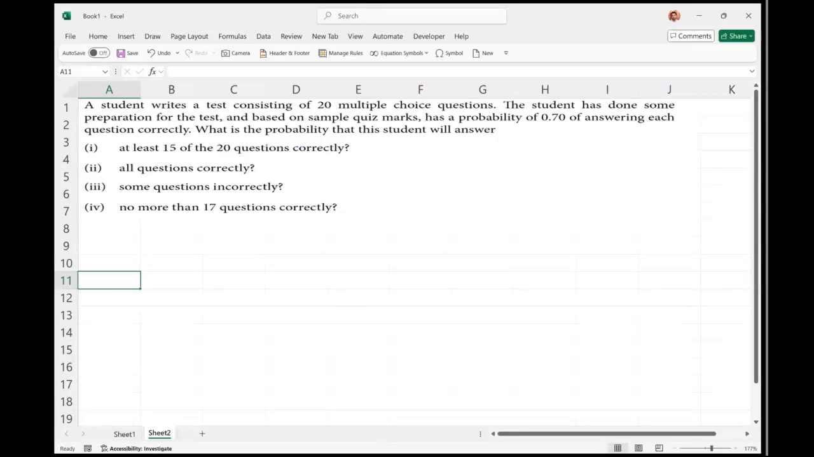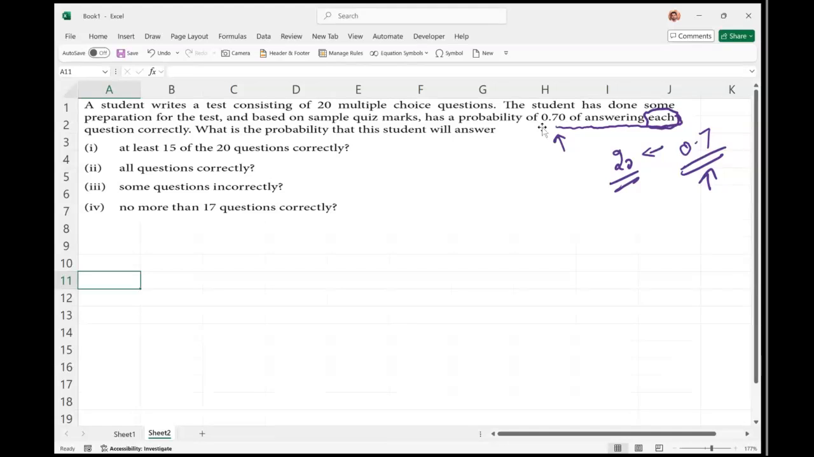Now, if I see this question, it is telling me that the probability of answering the question correctly is given to me. So the probability of success is consistent for every question, 0.70 of answering each question. So there are 20 trials. Every trial has a success rate of 0.7. That is given to us in this question.